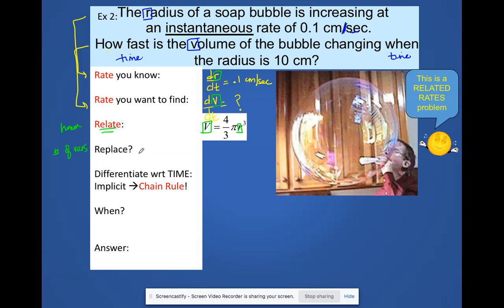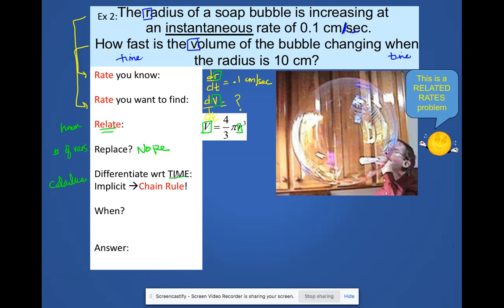So oftentimes, and for the first 3 examples, we're not going to have to do this. Everything matches up. I don't need to replace any of my variables because I have a box around R and V, a box around R and V, and everything else is just a number. Now I'm ready for calculus.